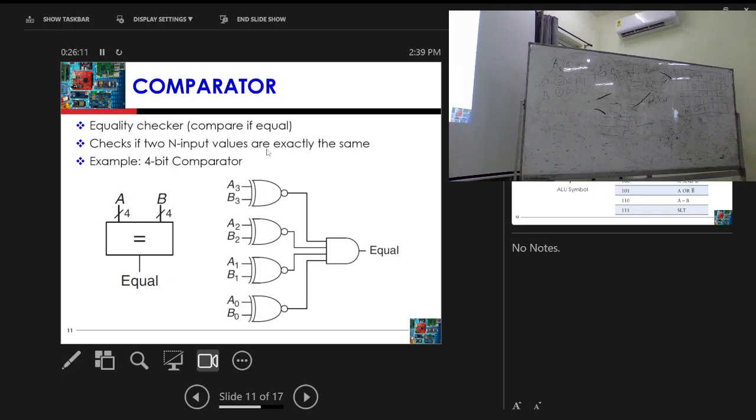If A is 0, right? And then the output is 0, what happens to the output of the first XNOR gate? And then if A2 is 0, and then B2 is 0, what happens?